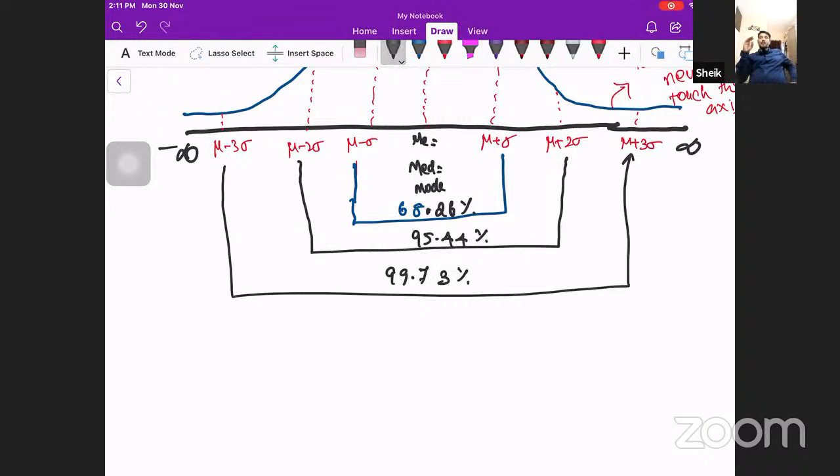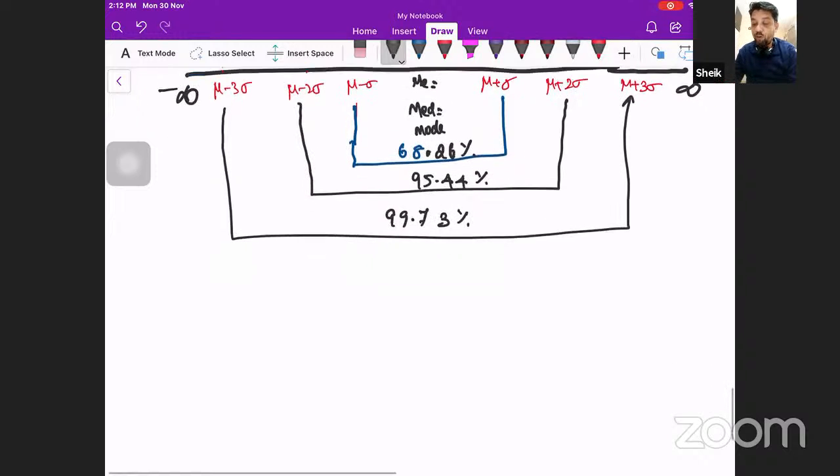The area covered between mu minus 3 sigma and mu plus 3 sigma is 99.73%, which means almost the entire area is covered except for 0.27 percent. So mu minus 3 sigma to mu plus 3 sigma covers 99.73%. Mu minus sigma to mu plus sigma covers 68.26. Mu minus 2 sigma to mu plus 2 sigma covers 95.44 percent.